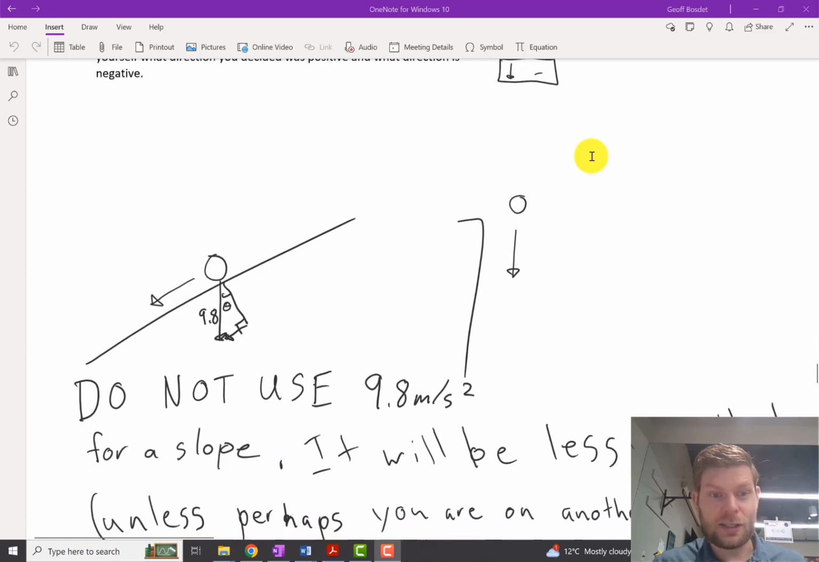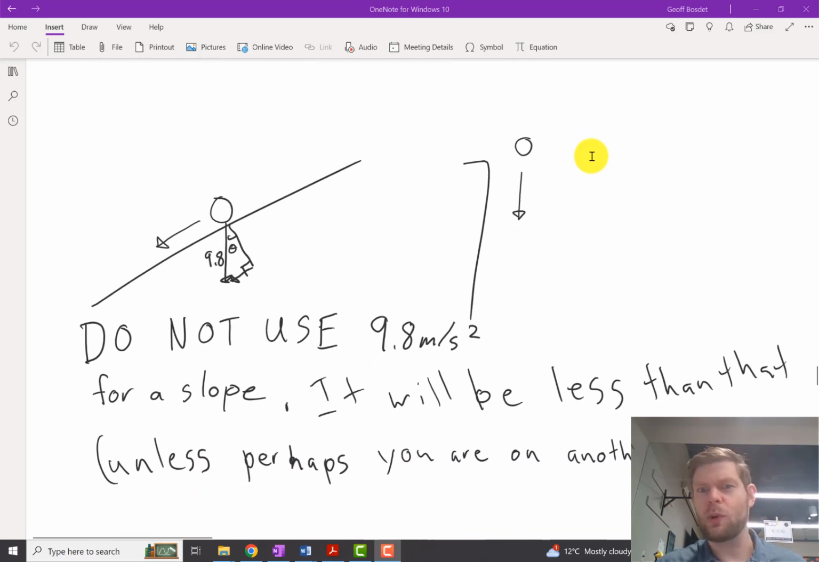Another common mistake, which you don't want to do, is using 9.8 for everything. You've got something slowing down horizontally. You're using an acceleration of 9.8. That's not true. 9.8 is only good if gravity is the only force on it. So if I throw something up and gravity is the only force on it, it has an acceleration of 9.8 if we're on Earth's surface.